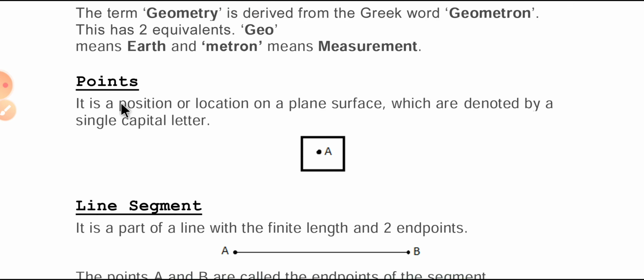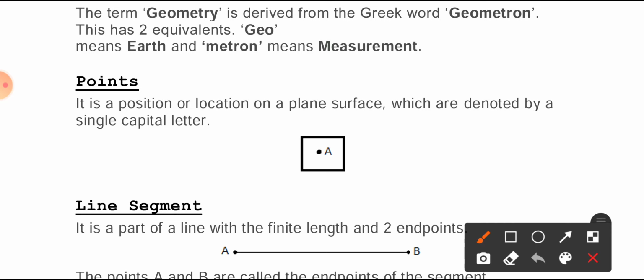First one, you can see that points. What is a point? It is a position or a location on a plane surface which is denoted by a single capital letter. So a point means a single dot. Here you can see A. It is a point given here, a position or a location on a plane surface.